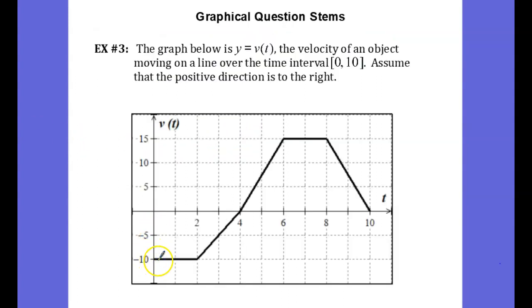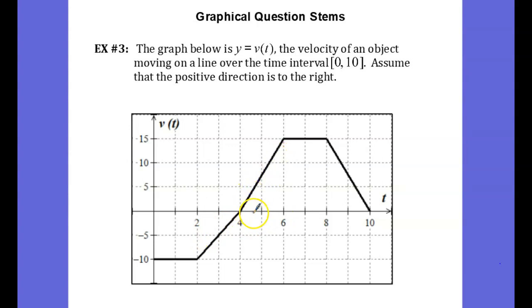If we look at the interval from 0 to 2, the velocity is negative. It's below the x-axis. But the acceleration is going to be 0 because the slope, the rate of change of velocity, is 0. The slope is a horizontal line. Between 2 and 4, the velocity is still negative, but now we have a positive acceleration. The slope is positive. So what that means is that here the object is actually slowing down. And the reason is because the velocity is negative and the acceleration is positive. They have opposite signs.